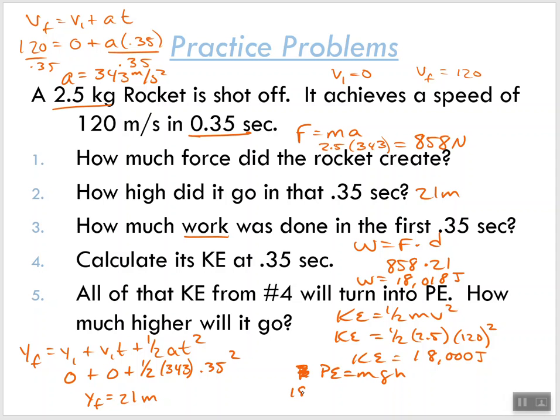So I'm going to say 18,000 equals the mass of 2.5 times 9.8 times the height. So when we do this and put it in a calculator, we get an additional height of 734 meters. So that's how much higher it's going to go.